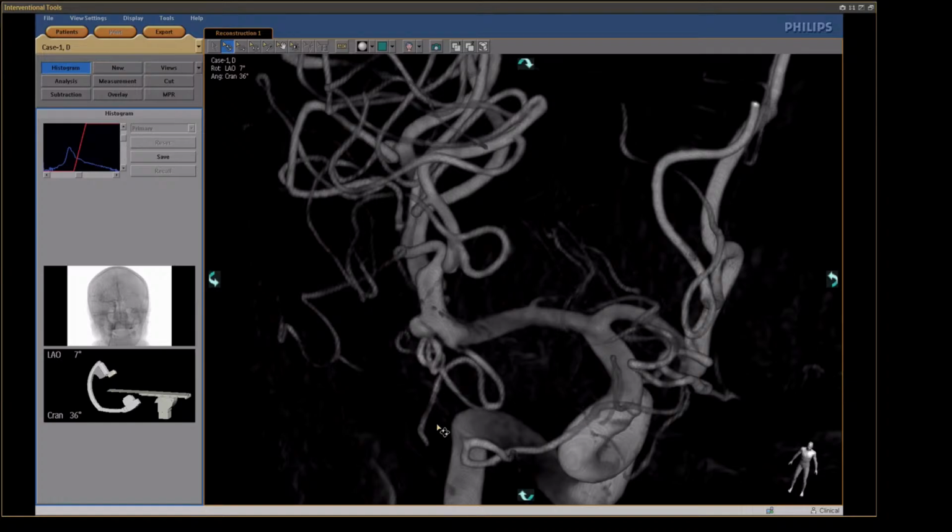Left Sim. As the microwire was touching this point, I think it was ruptured.